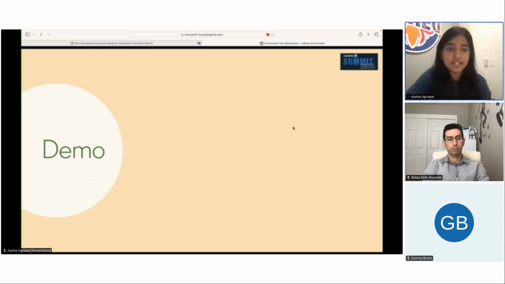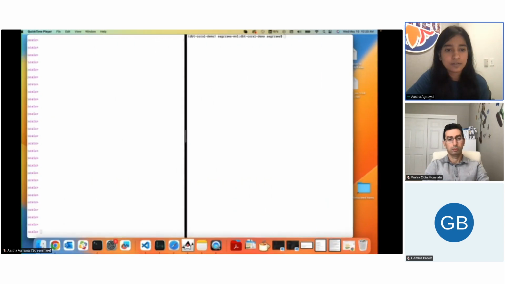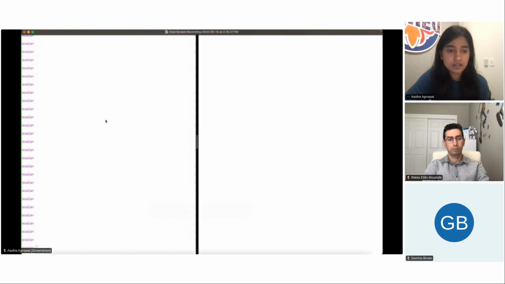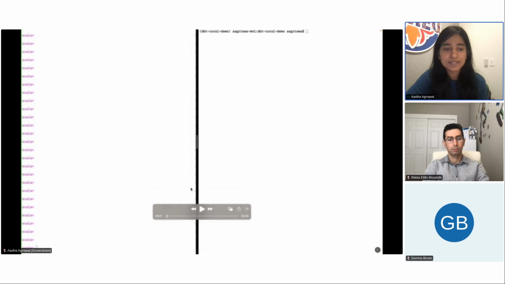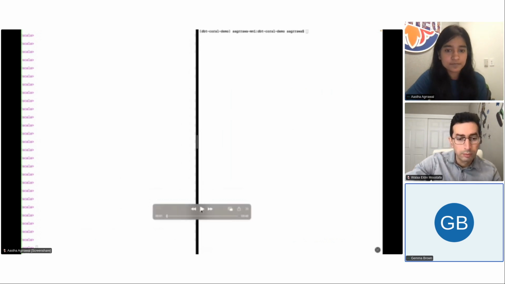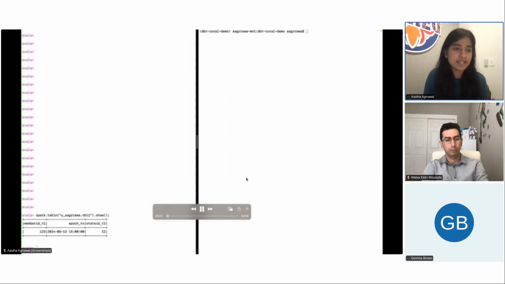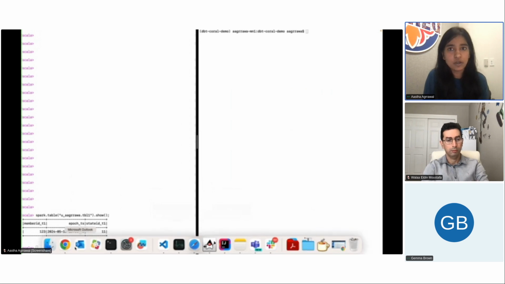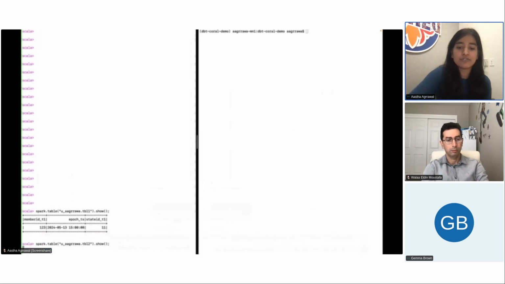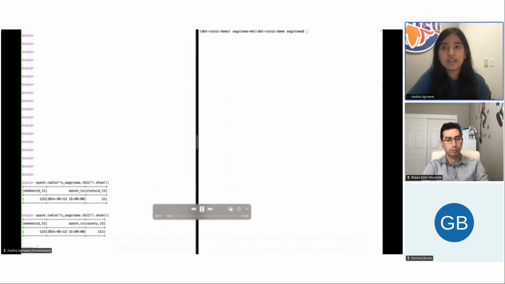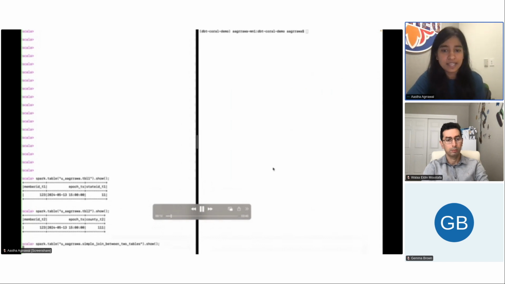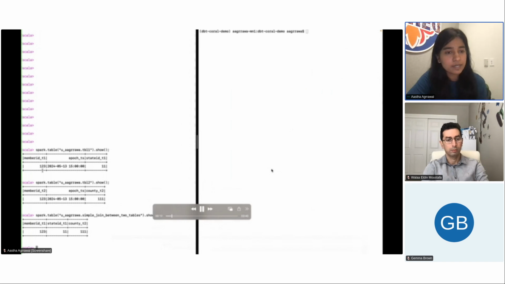So let's look at a quick demo to see this in action. Can you still see my screen? Yeah. Awesome. So on the left-hand side, I have a Spark shell open, and on the right-hand side, I have my DBT project where I have defined my models, and I would be executing a run for my DBT model.